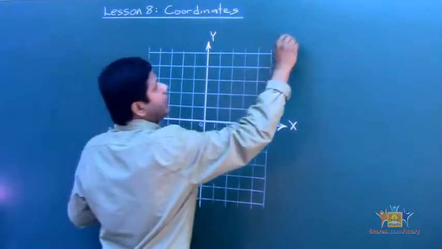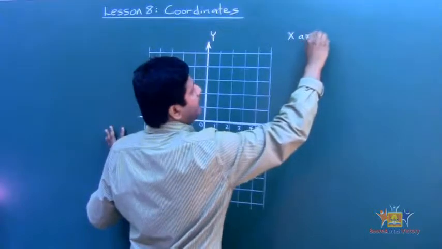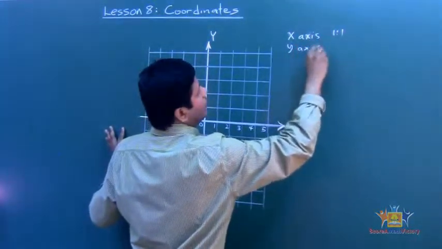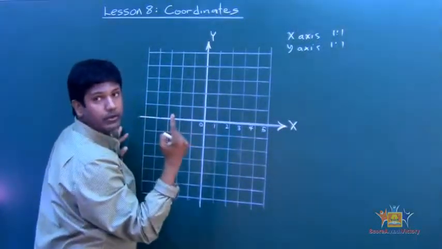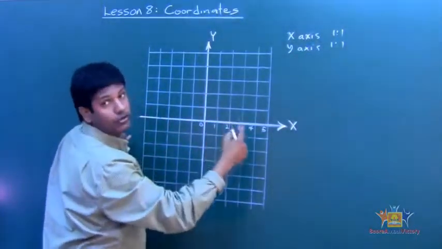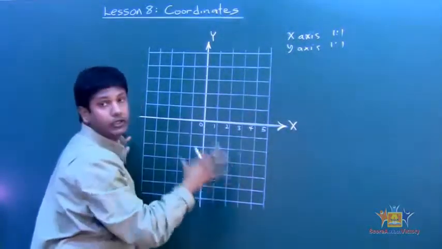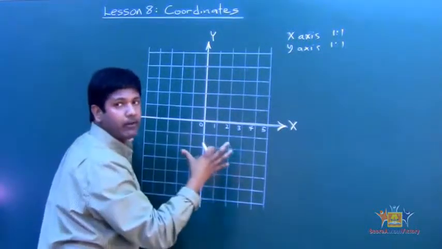If I say scale the x-axis 1 to 1, and the y-axis also 1 to 1, that means each box represents 1 unit, and then the next will be 2 units, 3 units, 4 units. So make sure, if they didn't label it, you label it based on the scale that was given. Usually they'll label it. Keep that in mind.